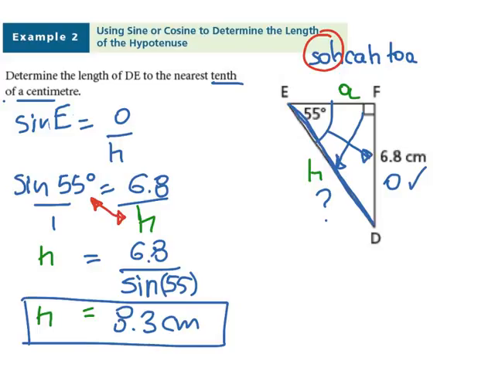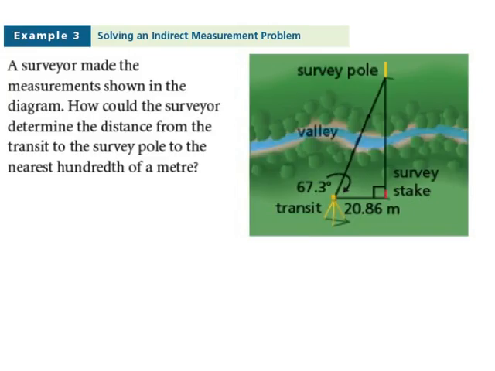Let's take a look at the last example. In this example, a surveyor made the measurements shown in a diagram. How could the surveyor determine the distance from the transit to the survey pole to the nearest hundredth of a meter? So we are looking for the distance between the survey pole and the transit, to the nearest hundredth of a meter.